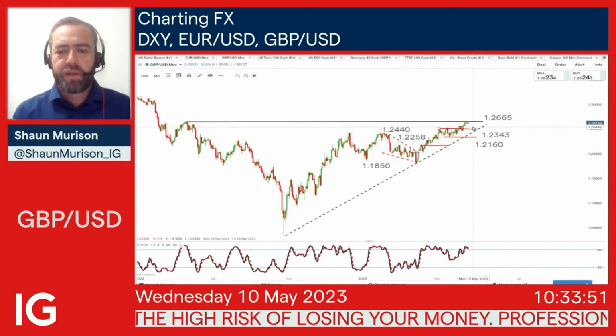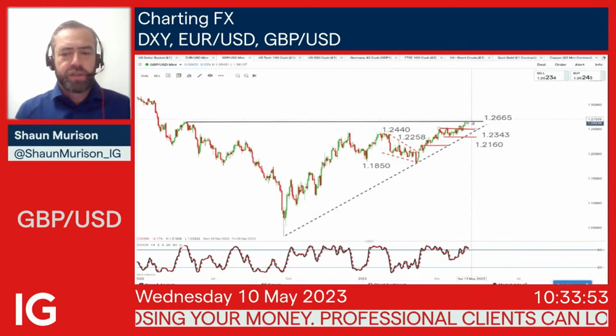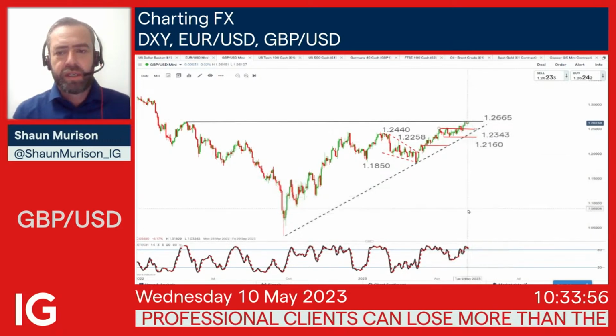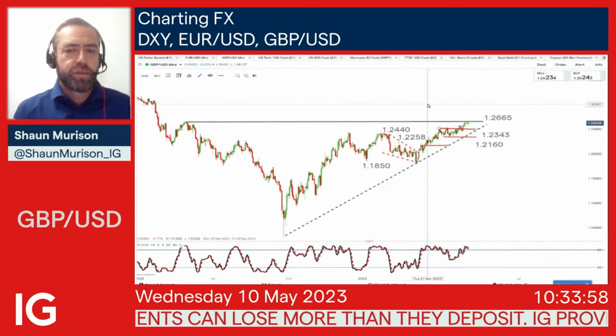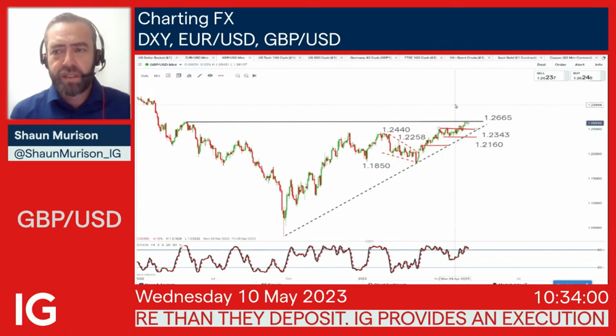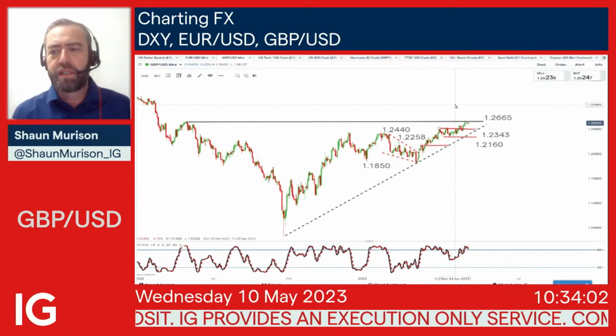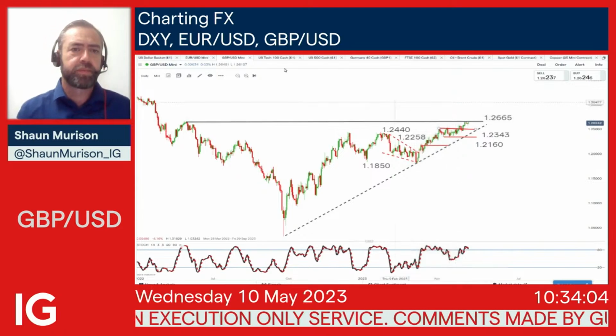Alternatively, we could have a break. That'll be a bit of a higher risk trade, especially when you're sitting in overbought territory like we are at this stage. But if we do get a break above there, our next upside resistance target is sitting at about 1.2985.